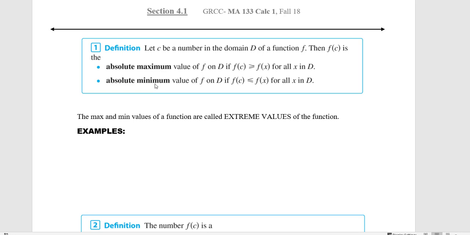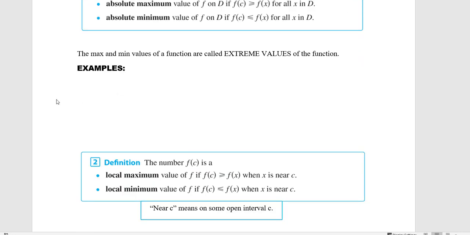The absolute minimum value of f on some domain is f of c if f of c is less than or equal to all of the rest of the function for all the x in that domain. If it's smaller, we call it a minimum. Let's look at an example or two. The max and min values are called the extreme values of the function.